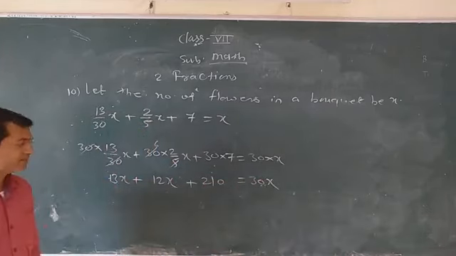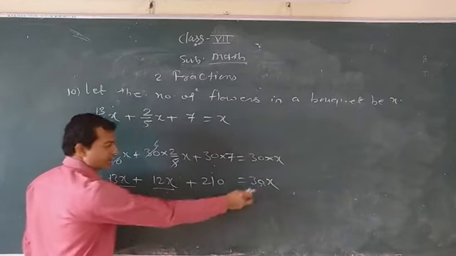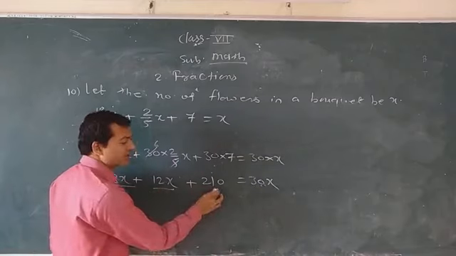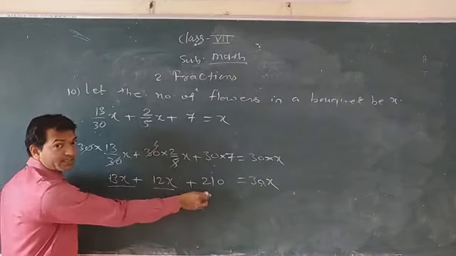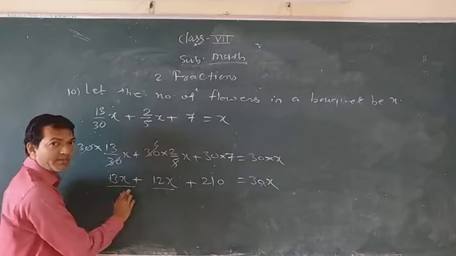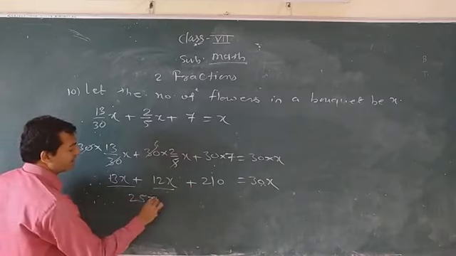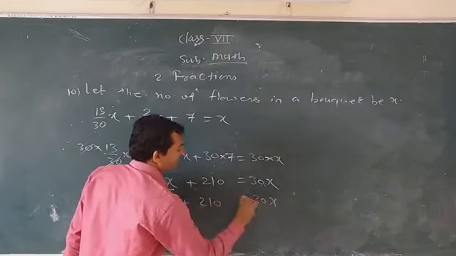Okay, understood this? Now these two are algebraic terms. This is constant. So you can add these two numbers, but you cannot add this one. These are two algebraic terms, and this is a constant. So 13 plus 12 is 25x, plus this 210 as it is. This will be equal to 30x. Okay.